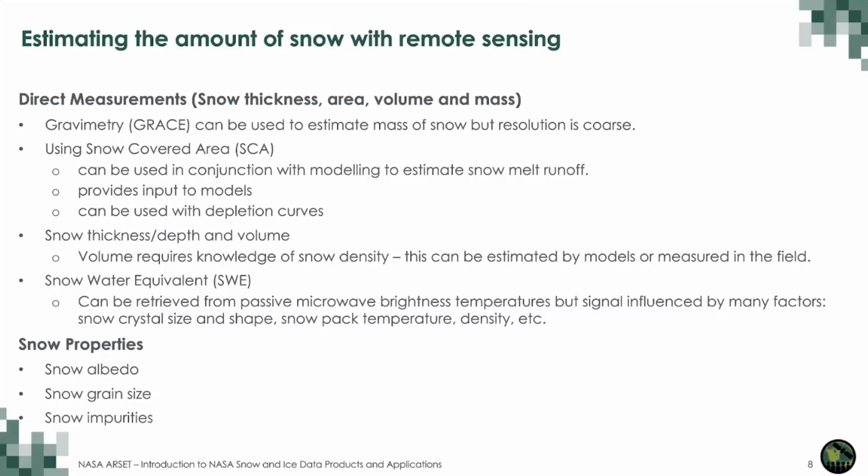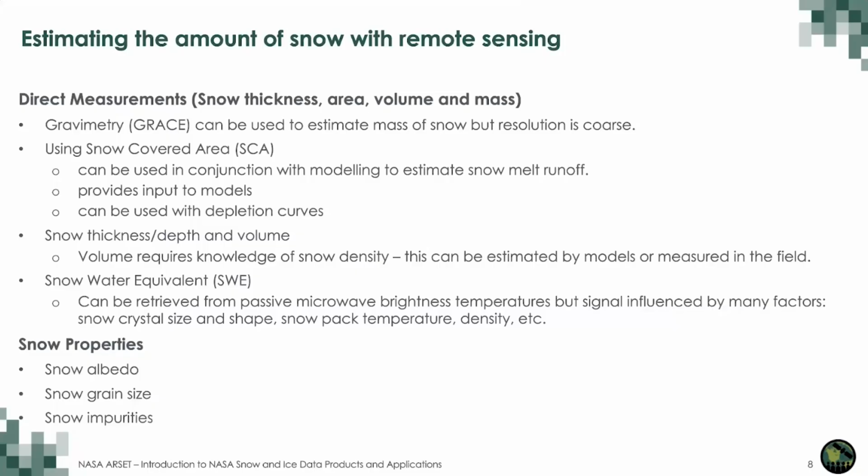But we can get at least an estimate of the mass of snow in a basin. We can also measure snow-covered area, as Walt Meier will explain. Snow is very bright, and so we can see that quite well from space, assuming there are no clouds. And we can use that snow-covered area in conjunction with modeling to estimate snowmelt runoff. We can use it as input to models. And we can also derive empirical depletion curves, which relate snow-covered area to the volume of snow in a basin.